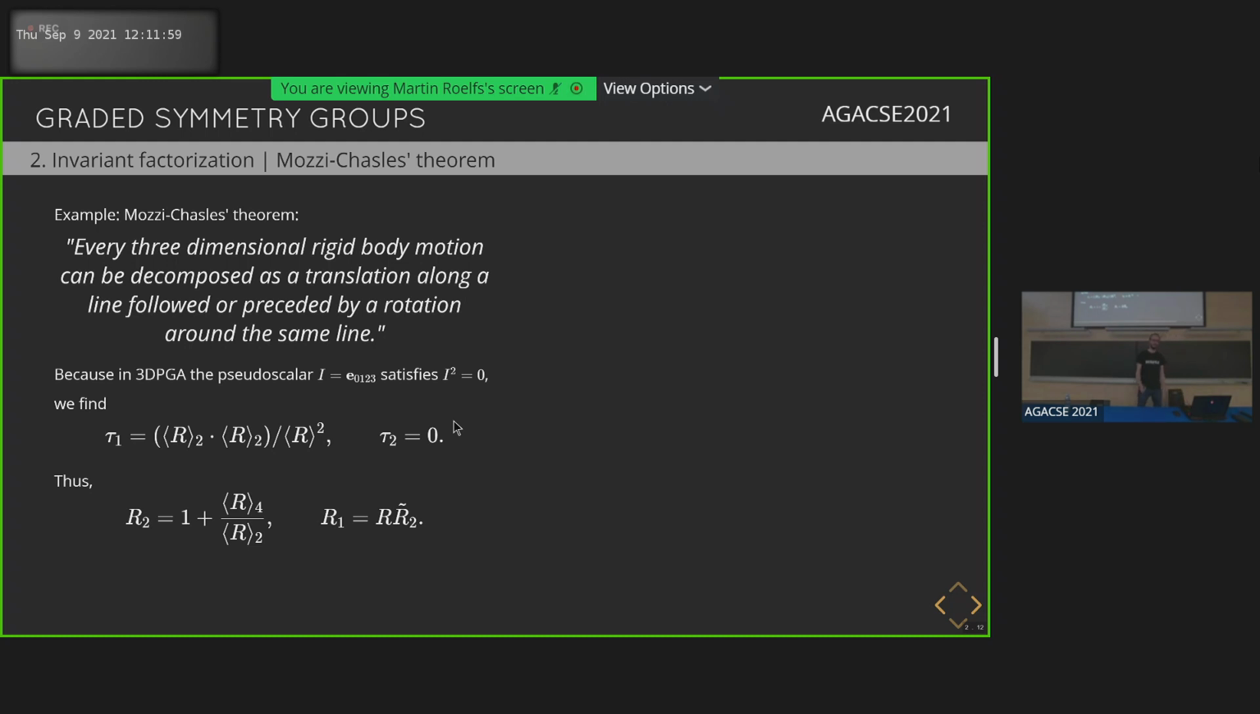And that means I can immediately find that the second rotor corresponding to the 0 eigenvalue is actually just 1 plus the quad vector part divided by the pi vector part, which is very neat. And then the remainder is just dividing that term out of the original rotor.